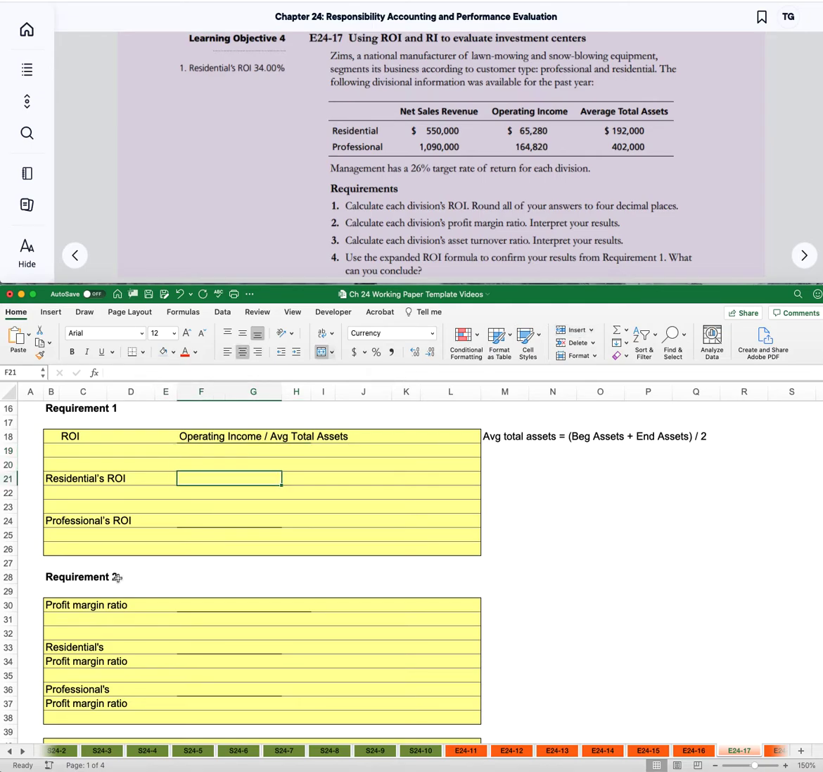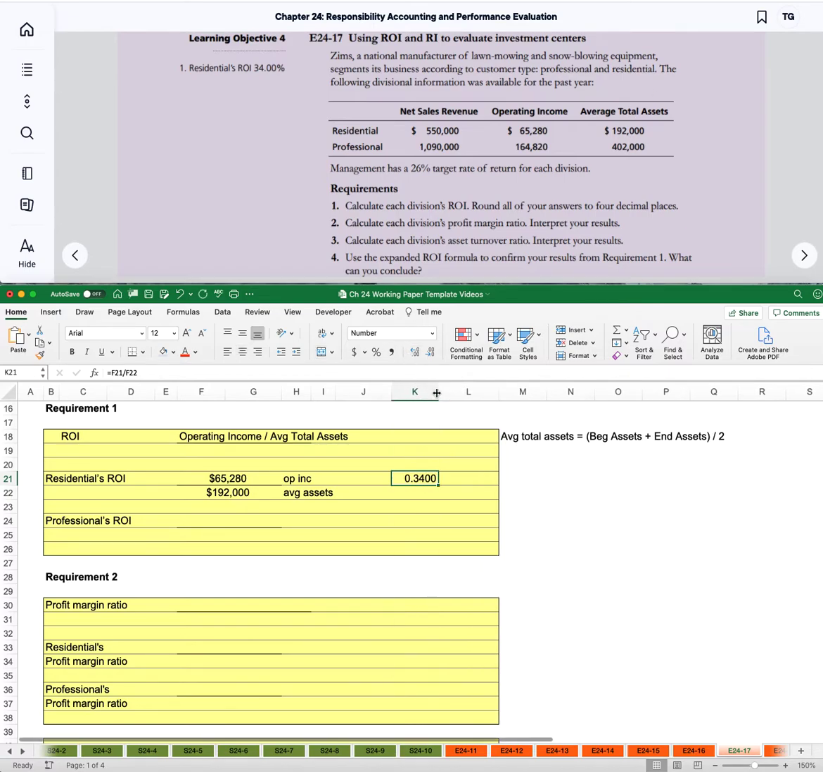So now, can we calculate residential's ROI? Sure. We have operating income of $65,280 divided by average total assets of $192. And so we'll say our operating income divided by those assets for 0.34, and let's add, because they told us to go to 4 decimal places, and so we have 34%.